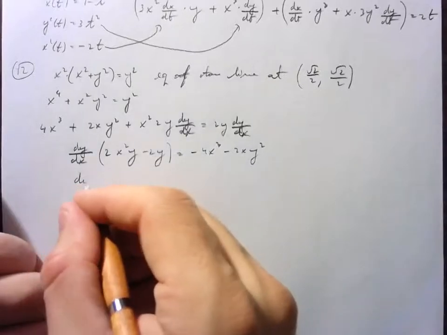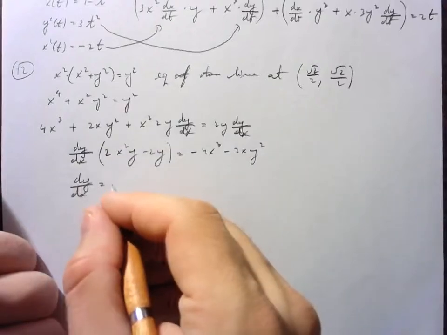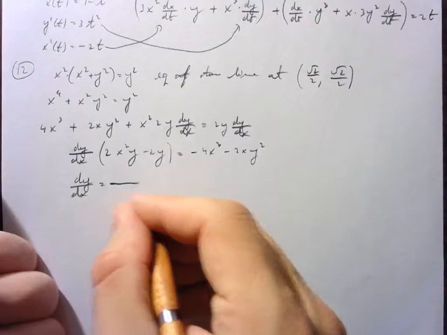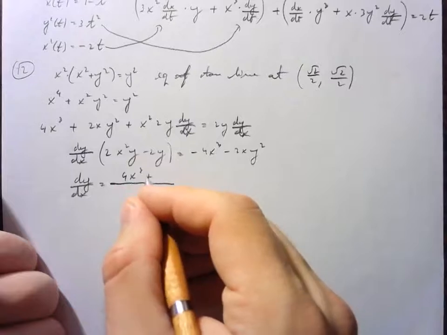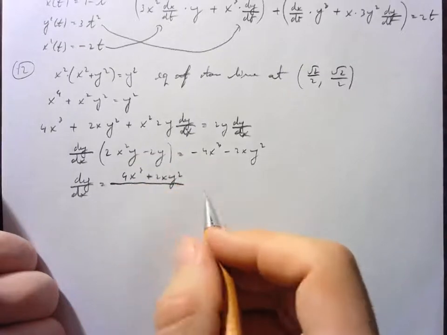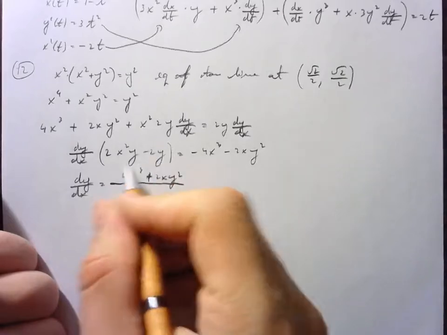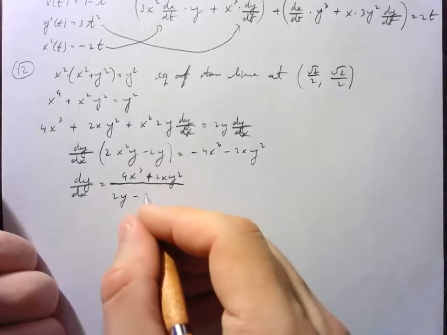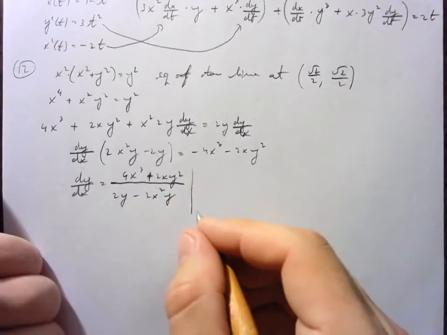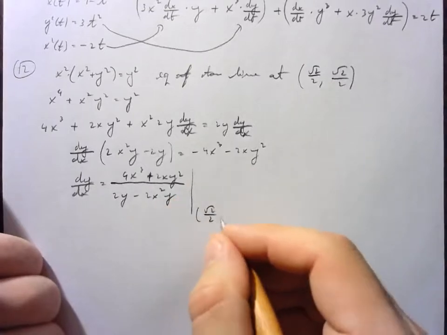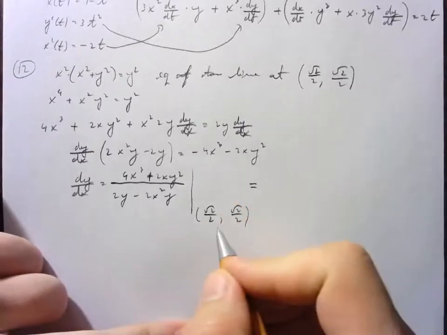This means that dy/dx is equal to the following. I'm going to factor out the minus sign, so I'm just going to have 4x cubed plus 2x y squared on top, and on the bottom, because I'm factoring out the minus sign, I'm going to bring it into the bottom and flip the order of these, so it's going to be 2y minus 2x squared y. And I'm evaluating this when x is equal to root 2 over 2 and when y is also equal to root 2 over 2. So let's go ahead and plug those in.